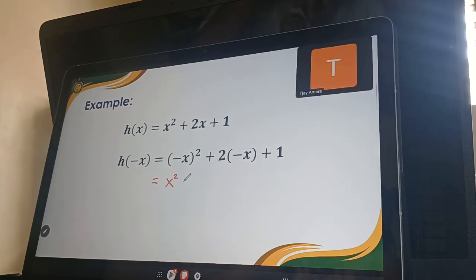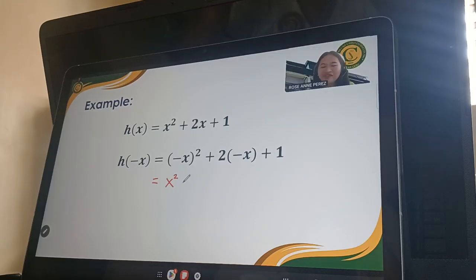Next, positive 2 times negative x. Negative 2x. Very good. Negative 2x. And then, just copy your constant, positive 1. Okay. And then, compare your answer with the original equation.